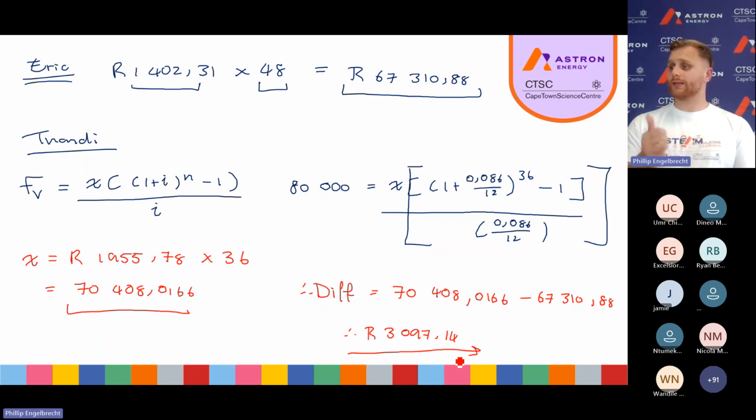Okay, do we all understand how I got that? The biggest thing you had to do is you had to first figure out, okay, how much does this child pay per month, how much does she deposit into her savings account every month? Okay, once you figure that out, you can figure out how much she pays for that entire 36-month period. She pays about 70,000 rand. So what's the difference that those two pay? It's 3,097 rand and 14 cents.